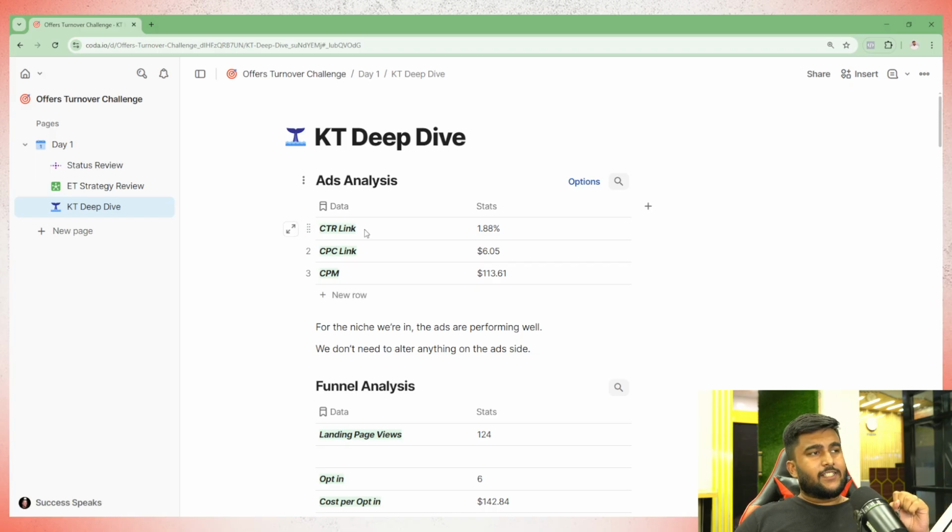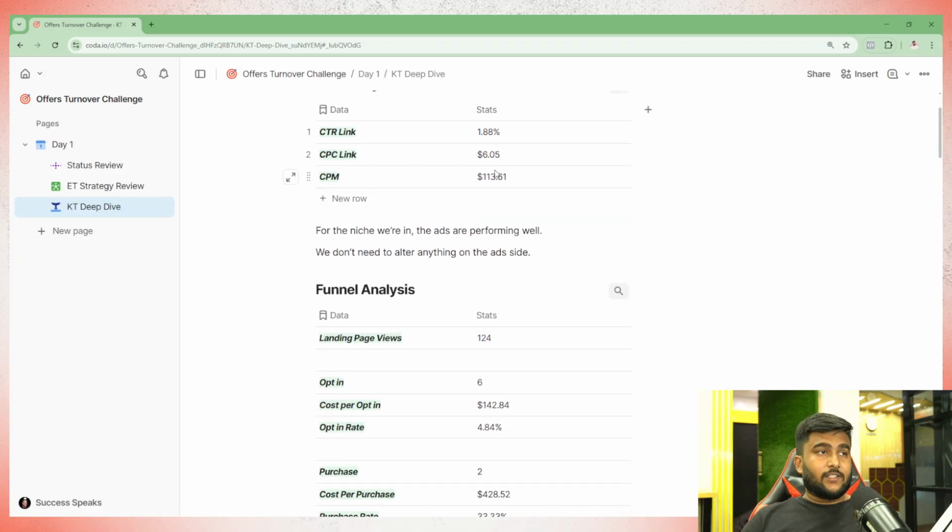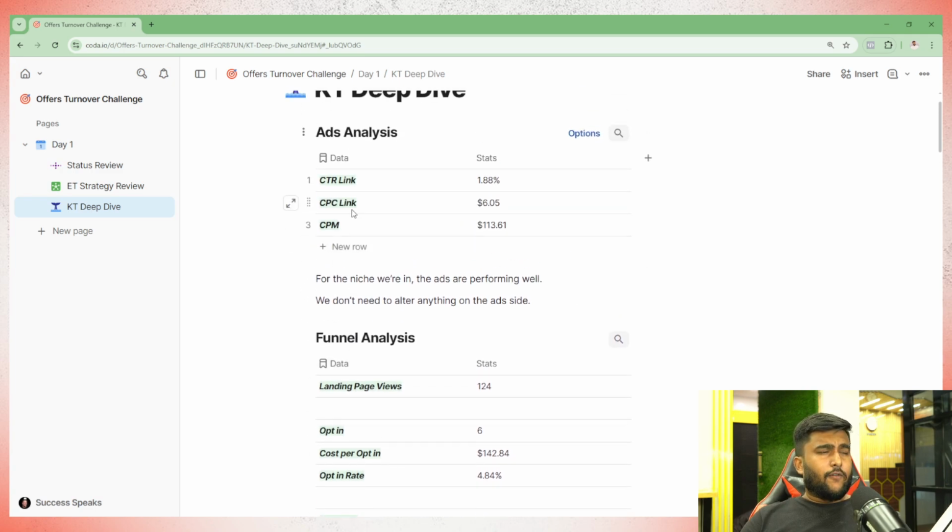The CTR link is 1.88%, which basically means out of several people who are watching the video, 1.88% of the people are actually clicking on the ads, right? And then it's costing us $6 per click from the ads. The CPM is $113, which basically means per thousand impressions it's costing us $113. So for the niche that this particular client is in, the ads are performing very well, right? The numbers are great, and we don't need to alter anything on the ad side.